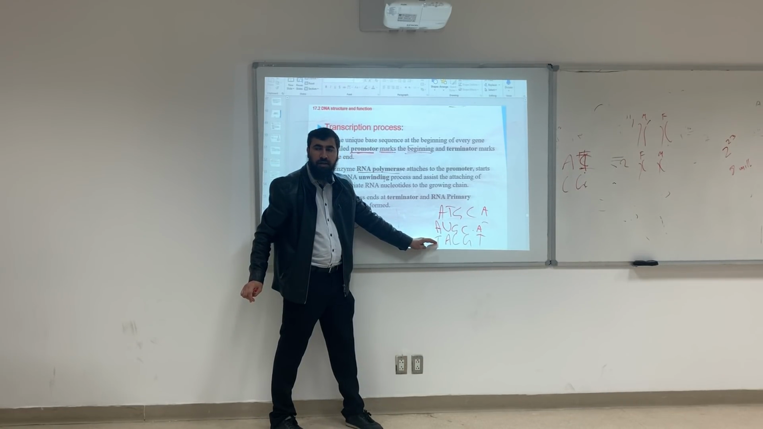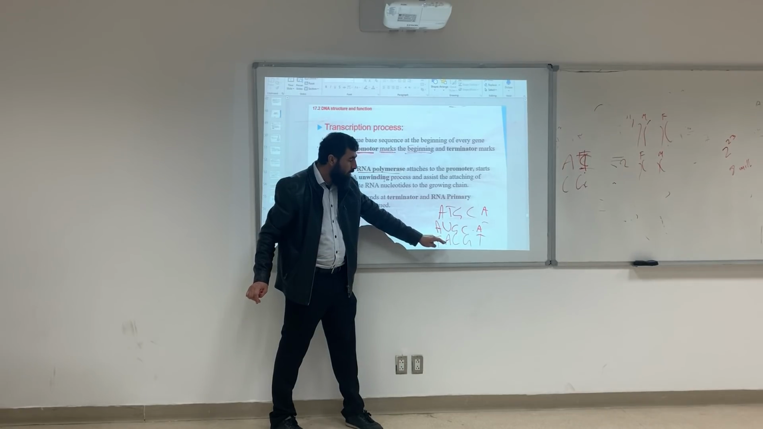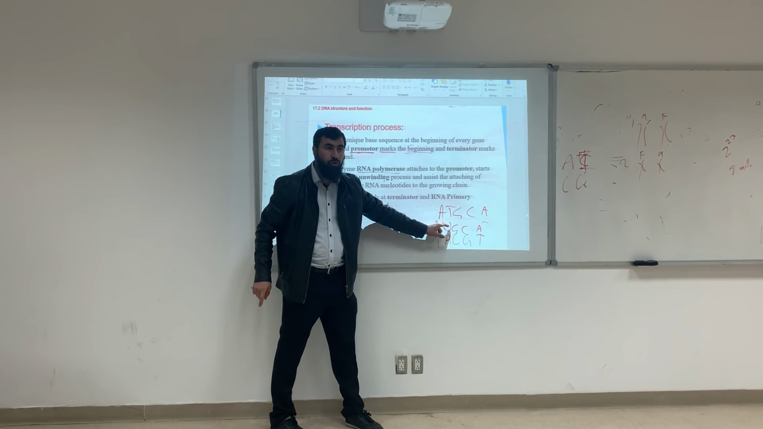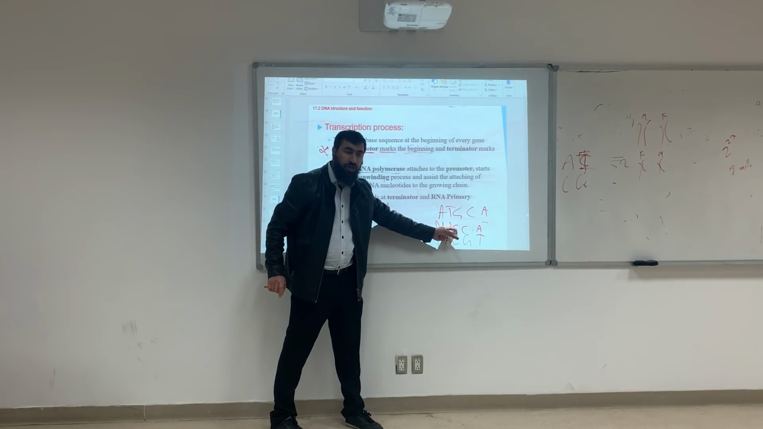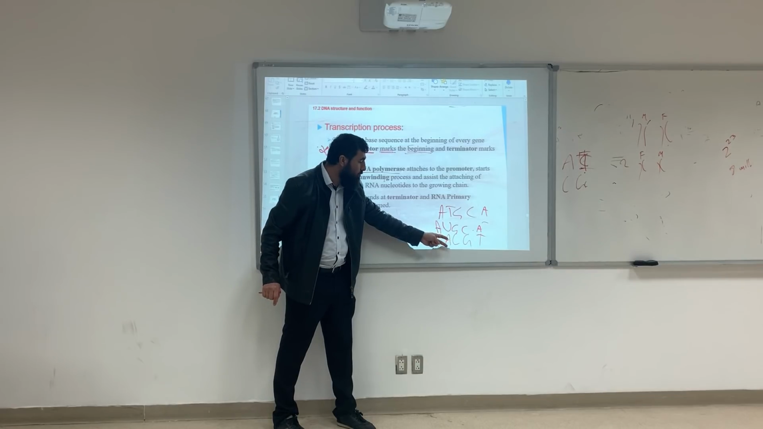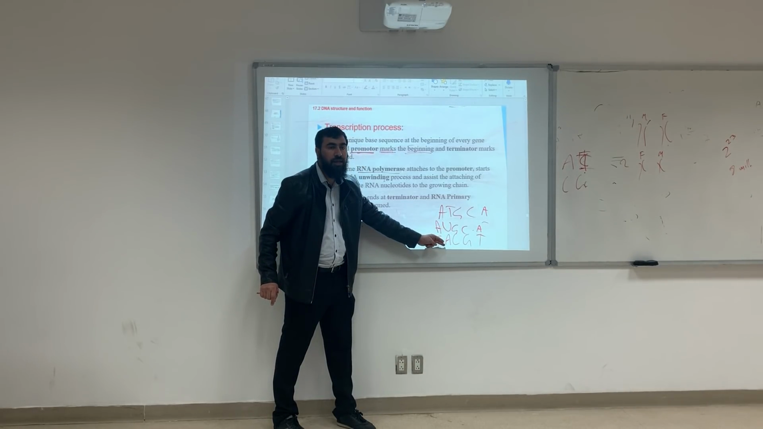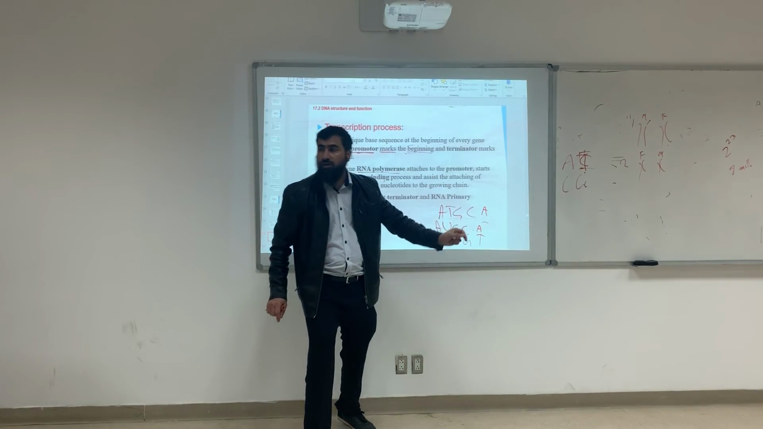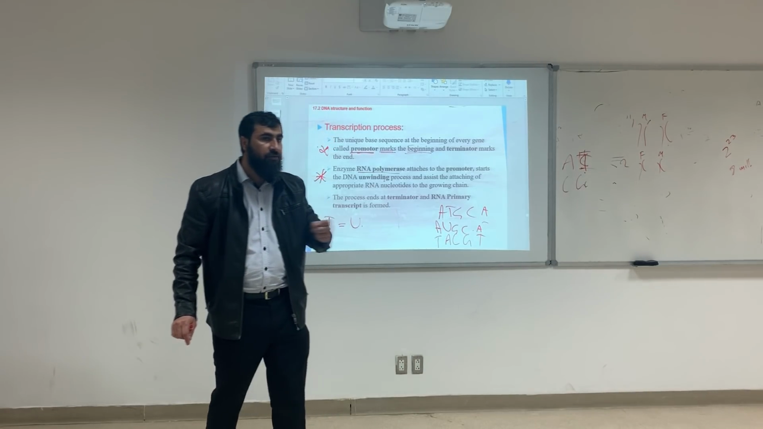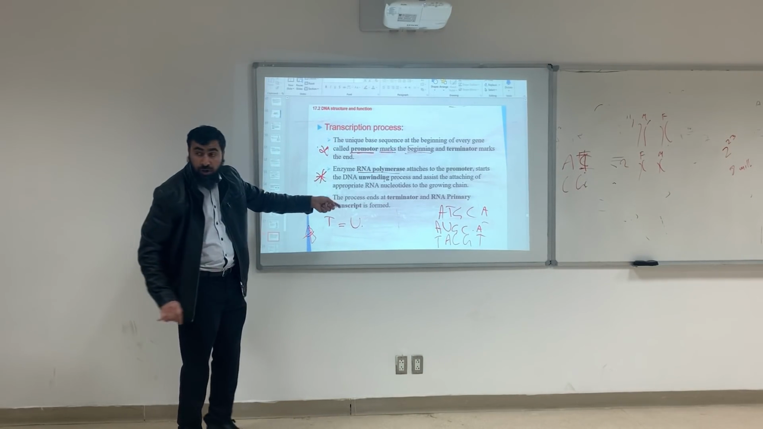If it's A, because there's no T in RNA, we have to use U. Because this is RNA. If it's got C, we use G. If it's G, C. If it's T, A. The only case we use U is if there's an A in the DNA, because the complementary base is T, and T is not used in RNA, so we have to use U. Is that clear, everybody? Make sure you know that.